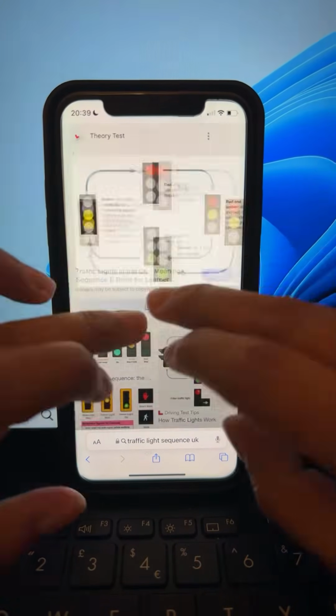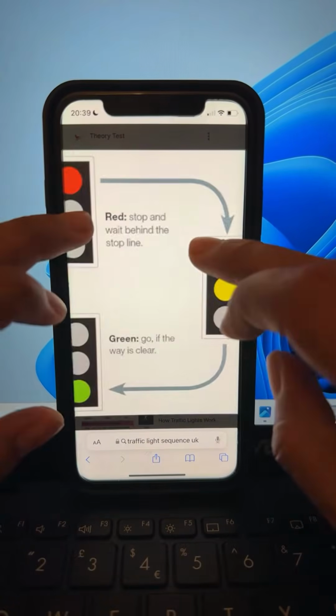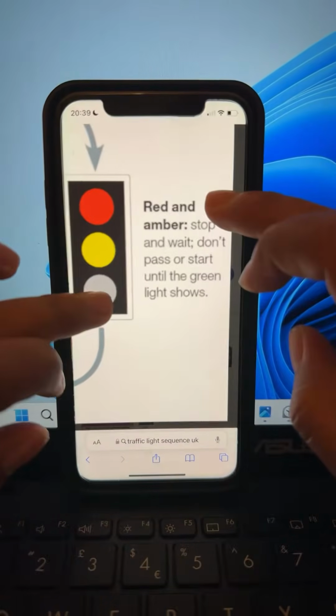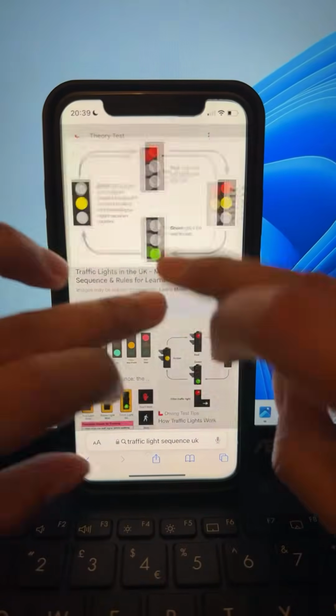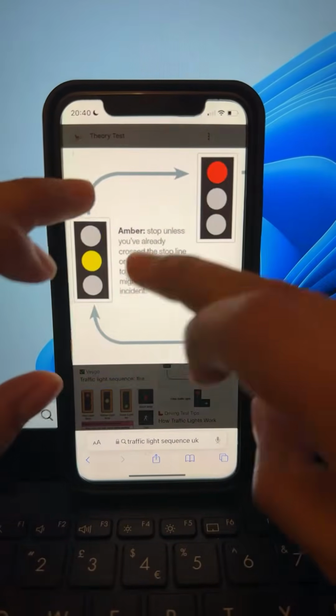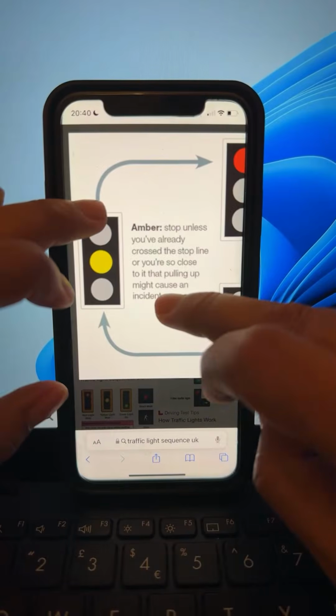Okay? Again, red means stop at the stop line. Red and amber means stop at the stop line. Green means go if your way is clear. And amber on its own means stop at the stop line as well.